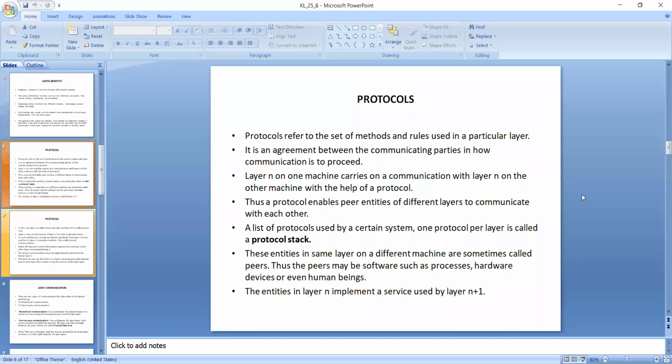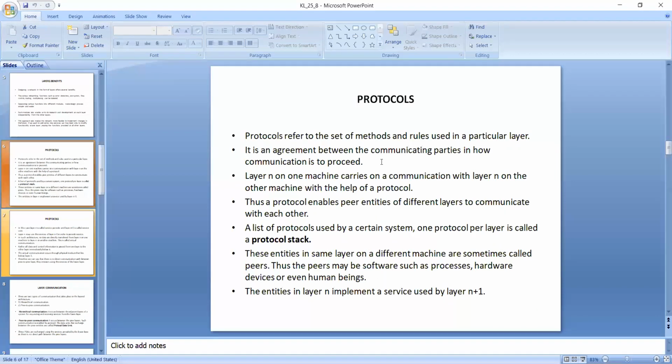Next, protocols. Layers are nothing but networks. Then what are protocols? I had already told you, protocols are nothing but sets of rules and methods to be followed by a particular layer. There are some protocols for layer 1, some protocols for layer 2, protocols for layer 3. There are separate protocols for separate layers. It is an agreement between the communicating parties on how communication is to proceed. Why are those protocols used? They are used because the communicating parties have to agree with each other on how to proceed with the communication.